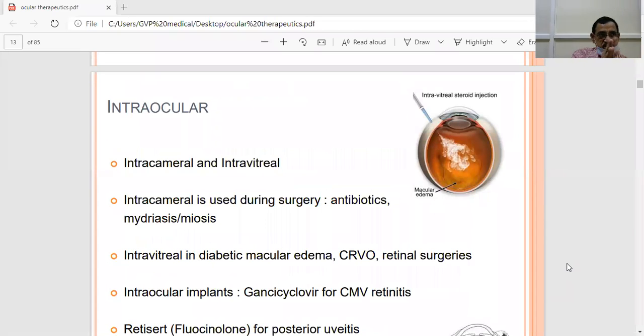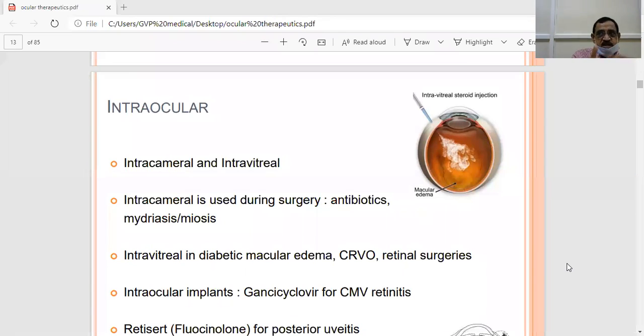After completion of any intraocular surgery, we may give an antibiotic such as moxifloxacin or any other antibiotic intracamerally into the anterior chamber. And if, while doing the intraocular surgery, the pupil gets constricted, we give intracameral adrenaline for dilatation of the pupil and for completion of the intraocular surgery.